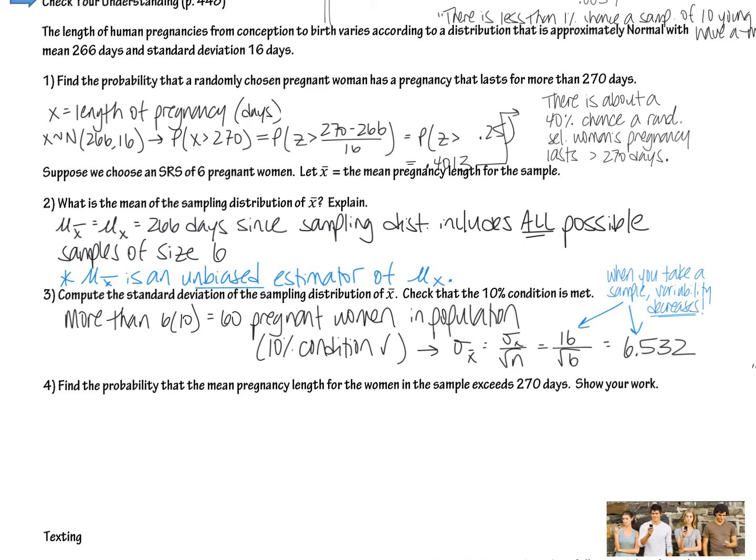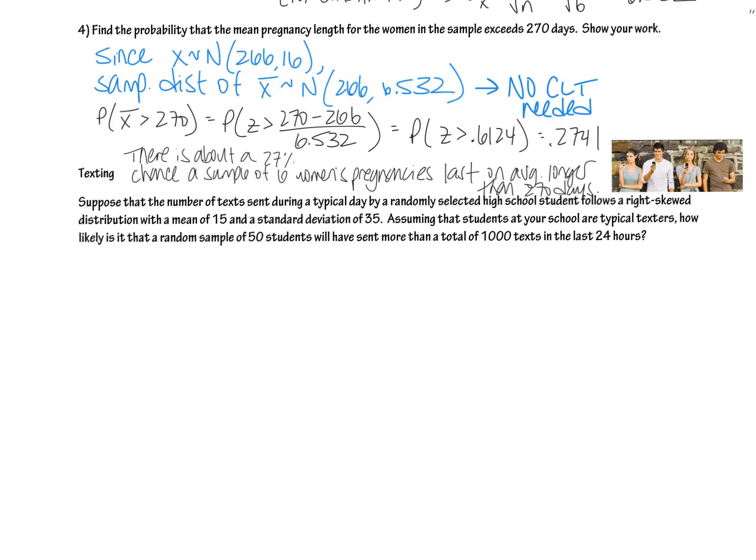So therefore, my sigma of x bar is sigma of x divided by radical n. 16 over radical 6 gives us that for our new sigma for the sampling distribution. And then I just put a note. Remember, whenever you take a sample, your variability decreases. So that's why our sigma went from 16 to the sigma of x bar, which is 6.532. So now I'm going to do the exact same thing I did up here pretty much, except I'm going to replace that 16 with my new standard deviation to answer question number 4. Here's what that work is going to look like.